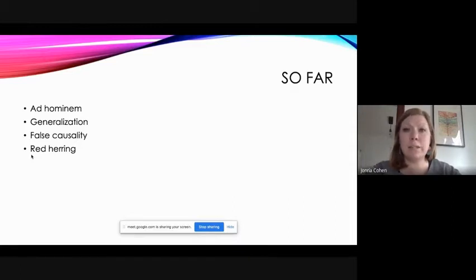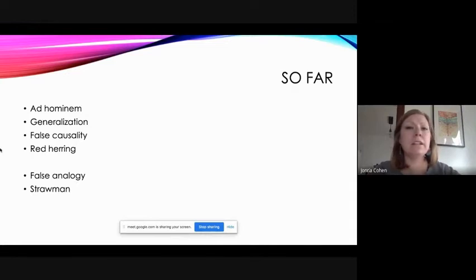False causality, we talked about it on Tuesday. False causality is saying that one thing caused another thing. So for instance, because I painted my nails blue and because I drank a soda today, my soda tasted really bad because of my blue nail polish, right? The soda didn't taste bad because I painted my nails. It's something else, but it's putting 2 things together that don't make sense and saying one caused the other. Red herring is trying to distract someone by saying something totally random, right? So these are the 4 that we've learned so far.